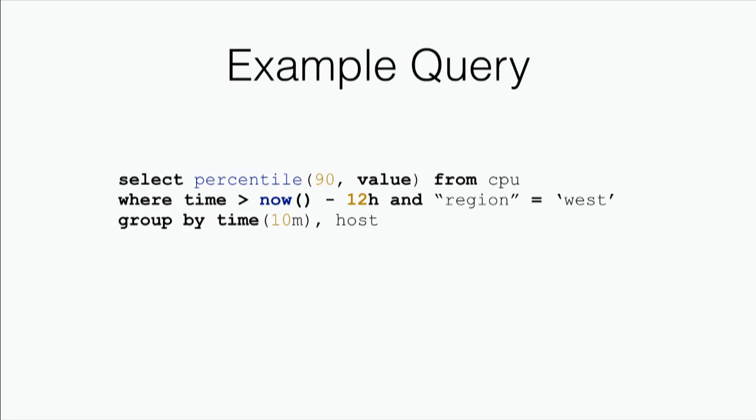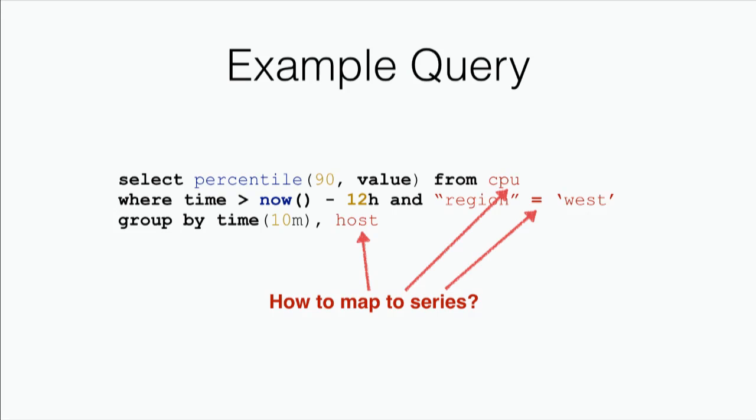All right, now I'm going to talk about the indexing scheme. Here we have an example query. I'm getting the 90th percentile in 10-minute buckets for the last 12 hours for every single host. So I'm pulling back a time series per host for all the hosts in the Western region. So the question is, how do we map these things to series IDs?